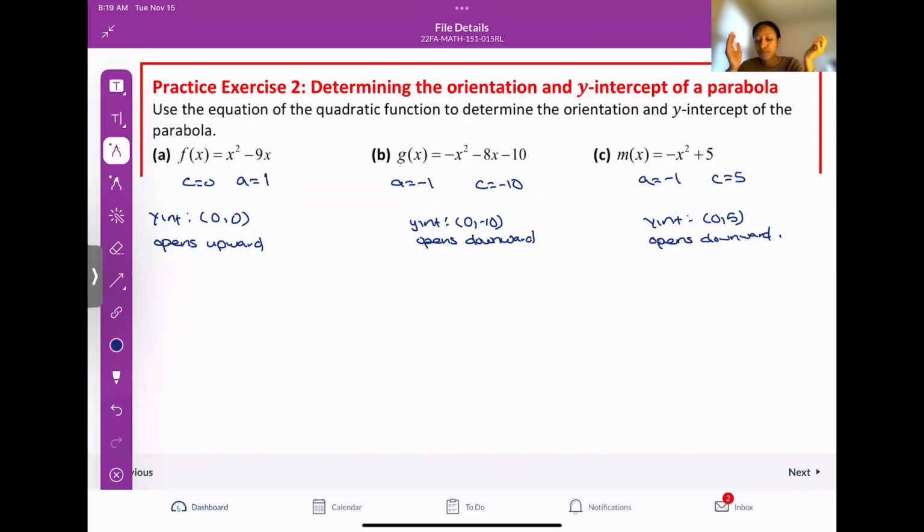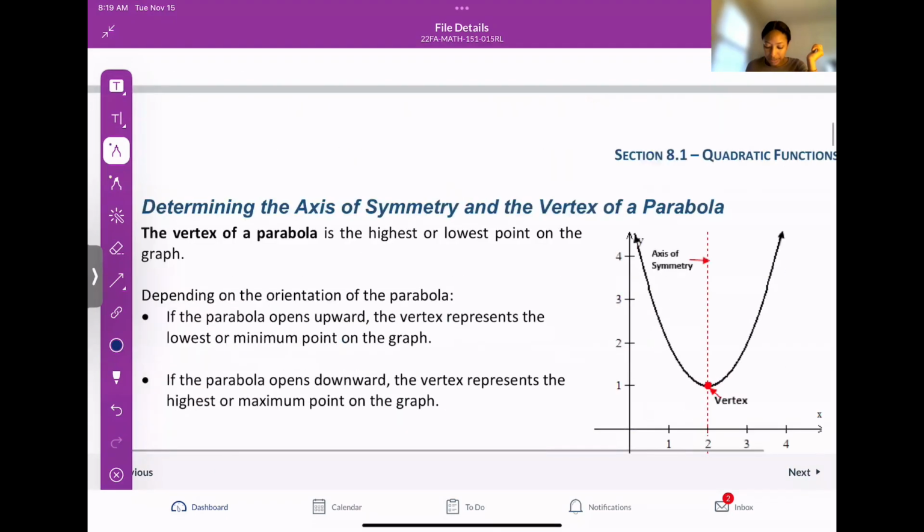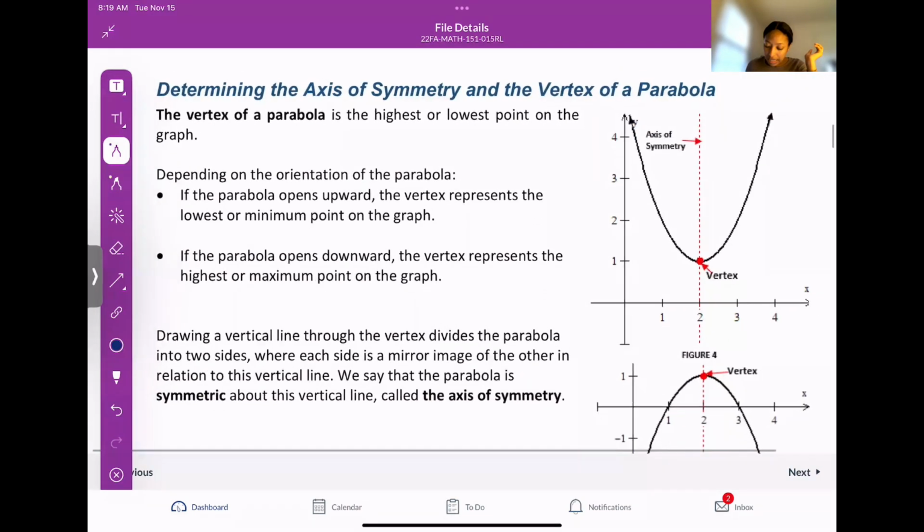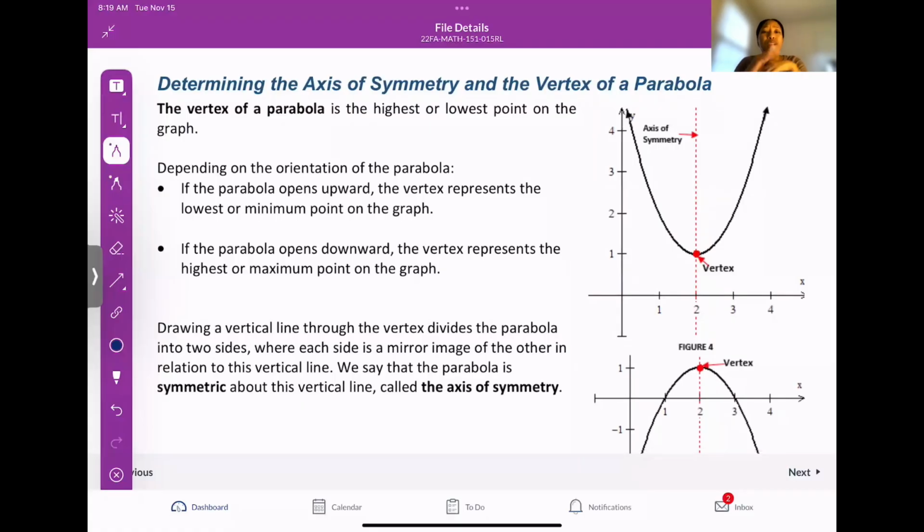All right, let's move on to the next important characteristic, the vertex and the axis of symmetry. First, I want to talk a little bit about what the axis of symmetry is. Every parabola is symmetric with respect to some line. What does that mean? There is some line that we can draw that will split the parabola exactly in half. And then everything to the left and to the right of that line is like a mirror image, okay? That's a line of symmetry, okay?